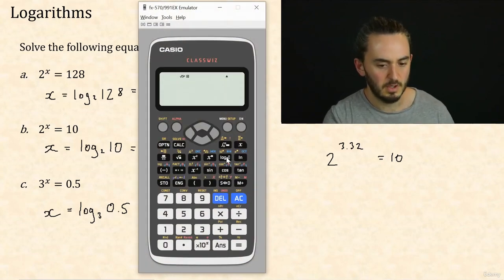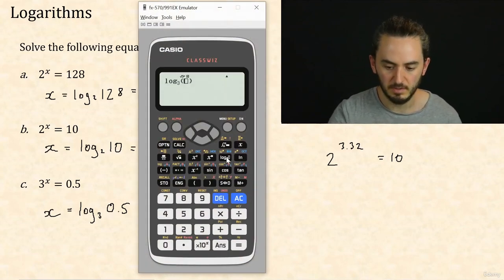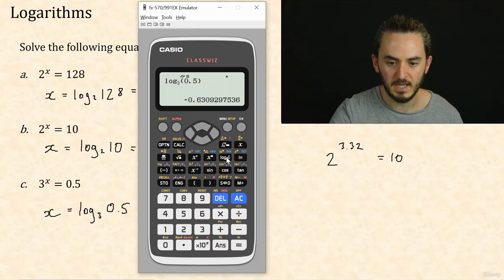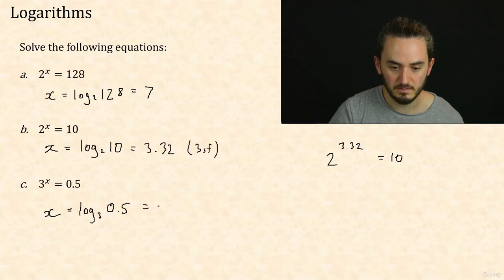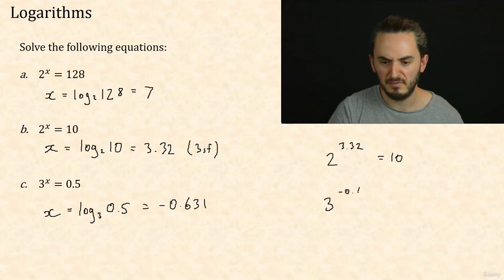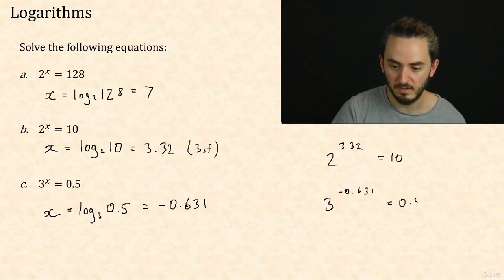Okay, so I'll do log base 3 of a half, and yeah, it is negative, so minus 0.631. And again, what does that mean? That means that 3 to the power of roughly, I mean, we rounded it, minus 0.631 is a half.